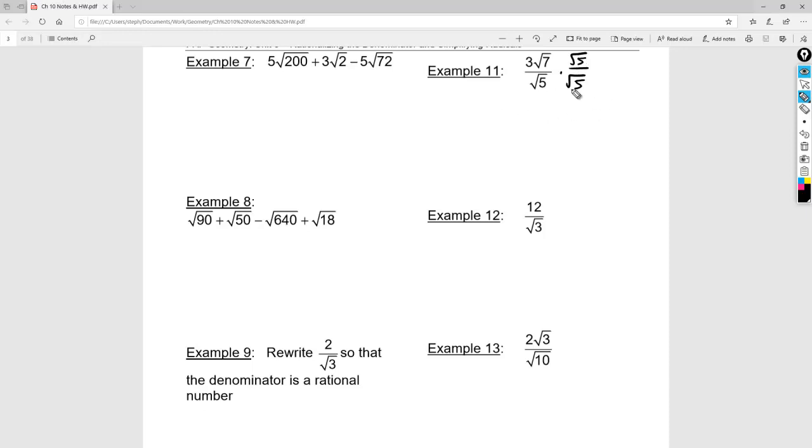Okay, so I will end up multiplying these. So the 3 is just its own thing, but the square roots I can combine. So the square root of 7 times the square root of 5 is the square root of 35. And in the denominator, the square root of 5 times the square root of 5 is just 5. Okay, there's nothing that I can simplify out of this further, so this is my final answer.